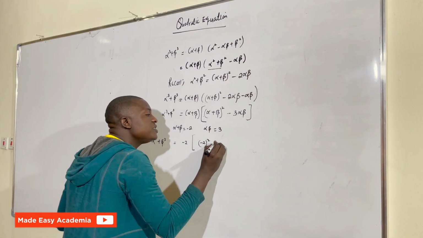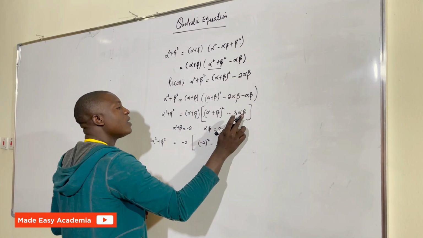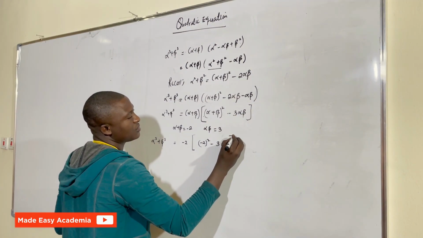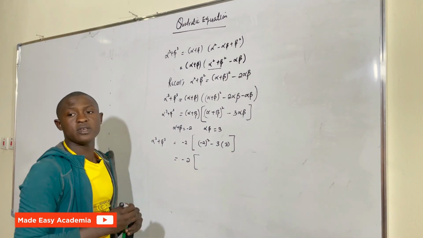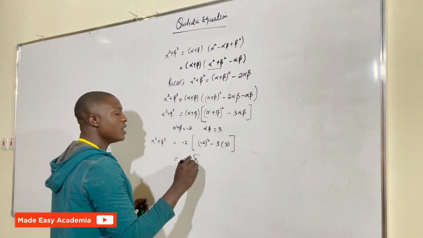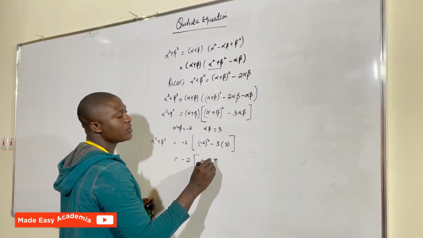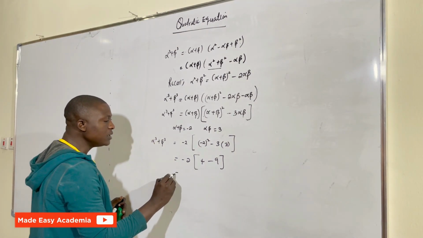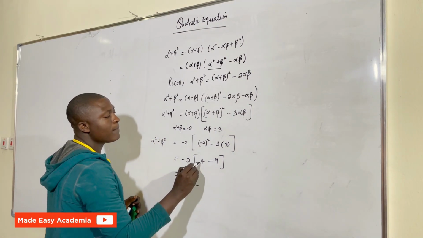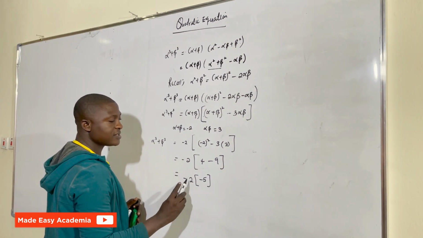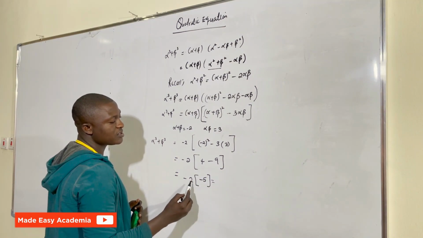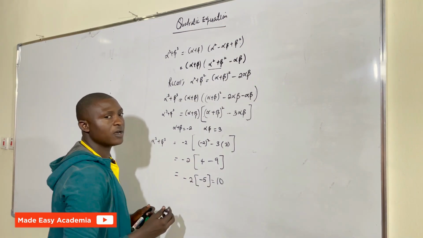So minus 3. Our alpha beta is also 3. So here I can have this one to be -2. -2 square means -2 times -2, and that's going to be 4 minus 9. Then here I can have -2 times, 4 minus 9, and we have -5. This is bracket. Minus times minus is going to be plus. 2 times 5, we are going to have 10.